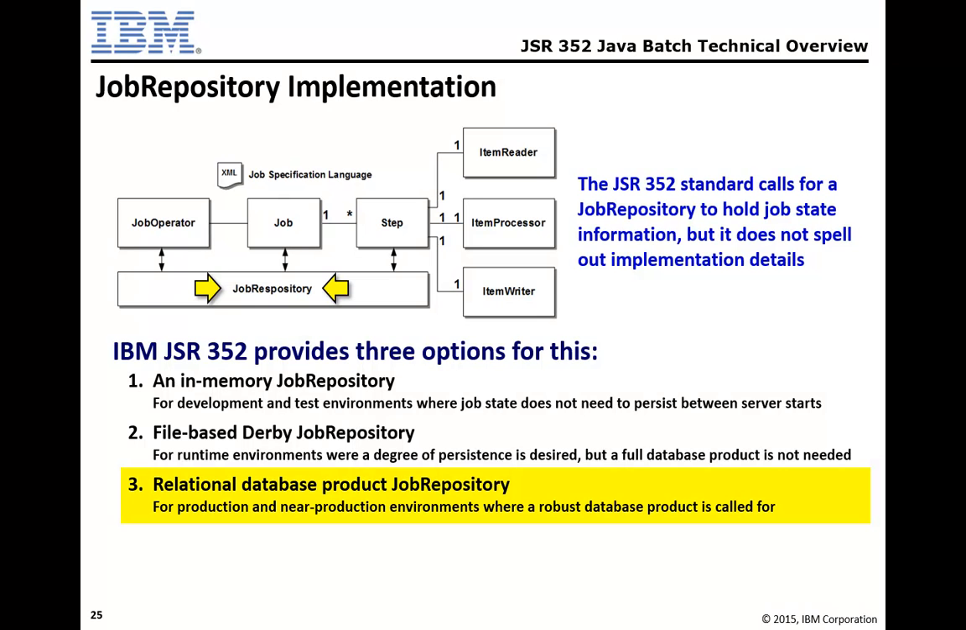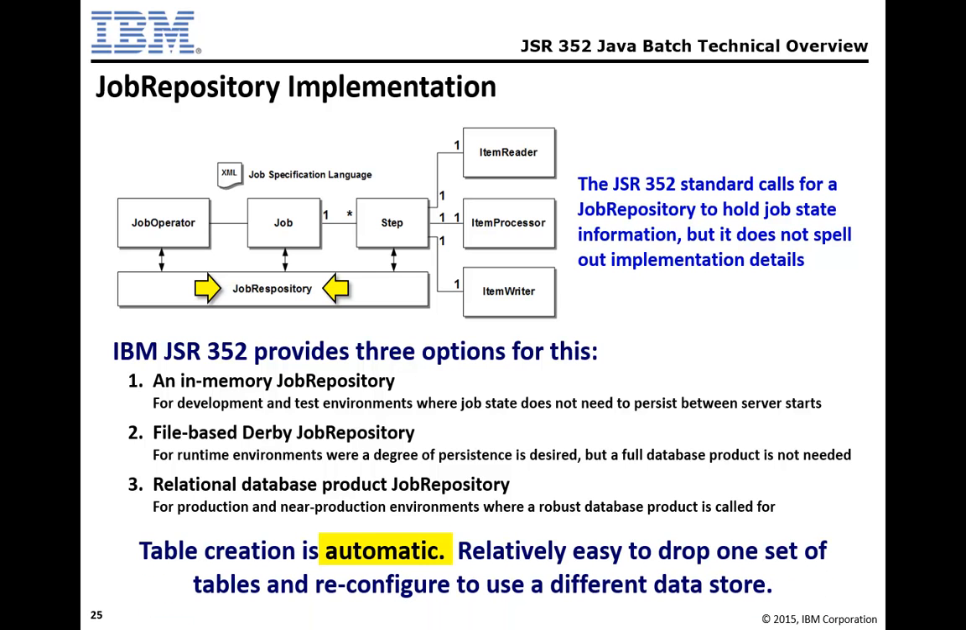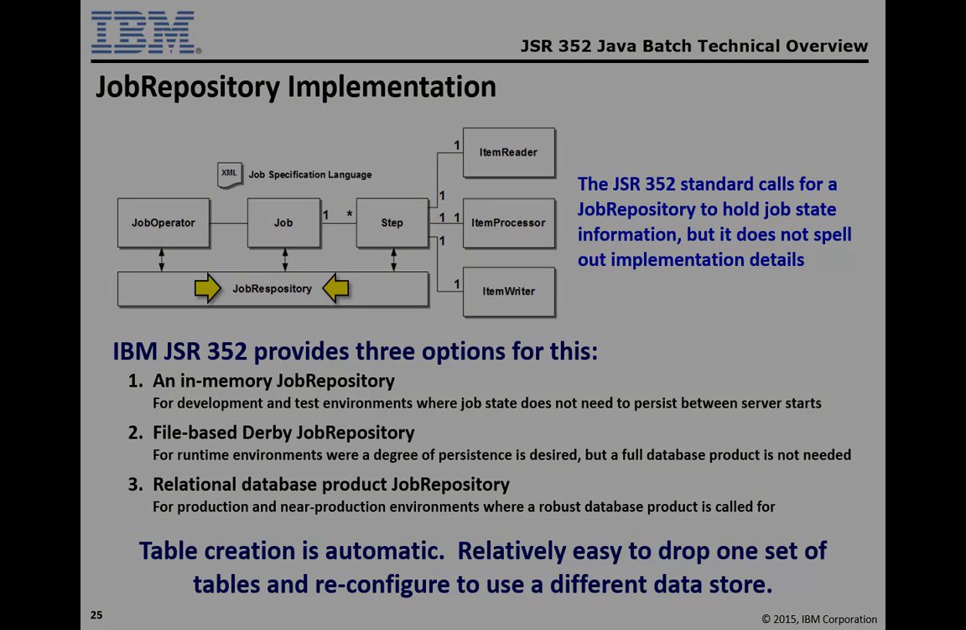A relational database product job repository, such as IBM DB2. The table creation for the job repository is automatic, and it's relatively easy to drop the tables and start with a fresh set if you want. Also, you can start with Derby, for example, and then later drop those tables and recreate in DB2 when you move to a production environment.